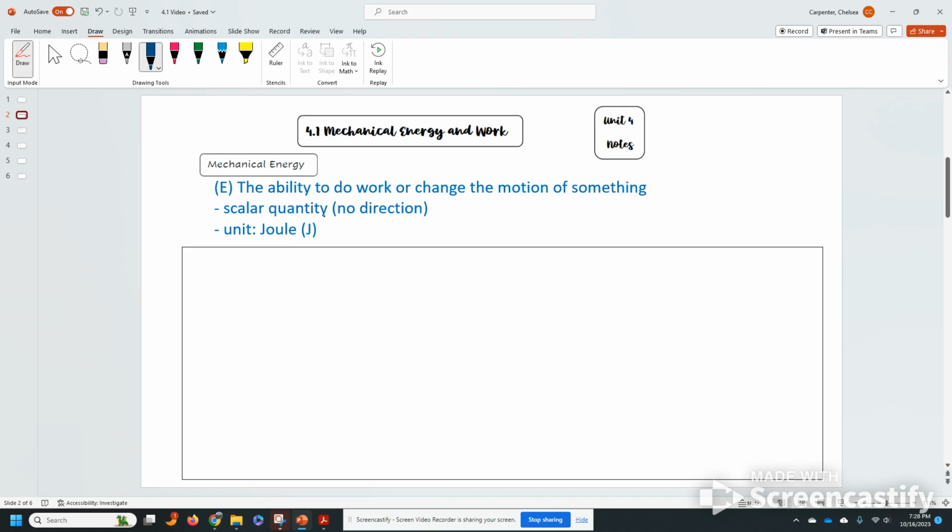Energy is a scalar quantity, so it has no direction. We'll talk later that it can be positive or negative though. So you can think about it as increasing the energy or reducing the energy of something. The unit is a joule, which is a capital J.